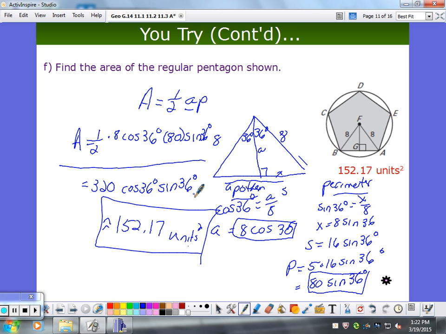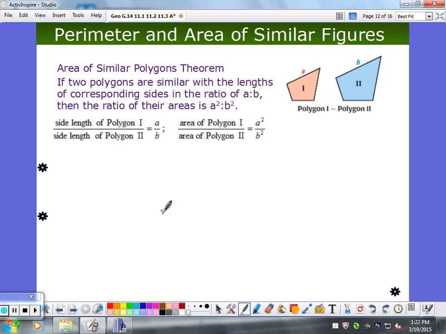Now let's do the stuff on the back. I think we kind of did it a little bit in a previous question somewhere. This is using the relationship between perimeter and area if you have similar polygons. So what is the relationship between area and perimeter?